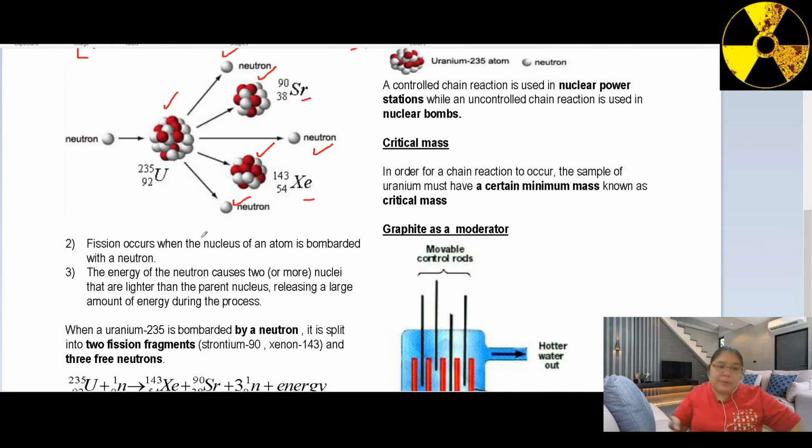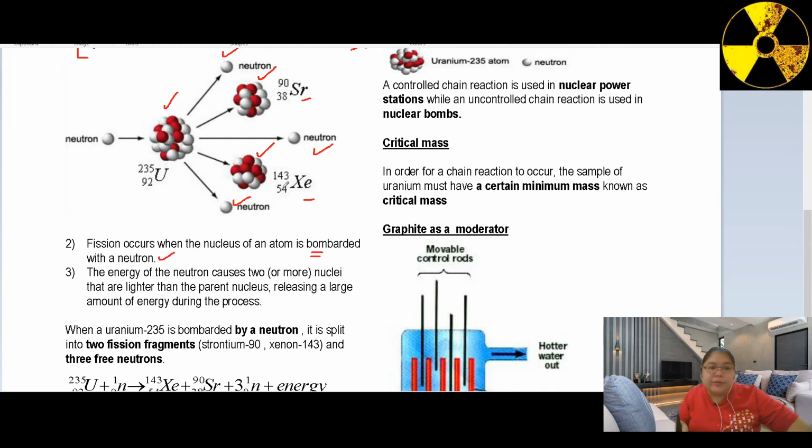Let's see number 2. Fission occurs when the nucleus of an atom is bombarded. We never say hit, we use bombarded, which means it is bombed together with the neutron. So the heavier nucleus is bombarded by the neutron. Now what happened? The energy of the neutron causes 2 or more nuclei that are lighter than the parent nucleus, releasing a large amount of energy. We can say these are the new daughter nuclei that come out, with a large amount of energy, and also 3 or 2 neutrons.